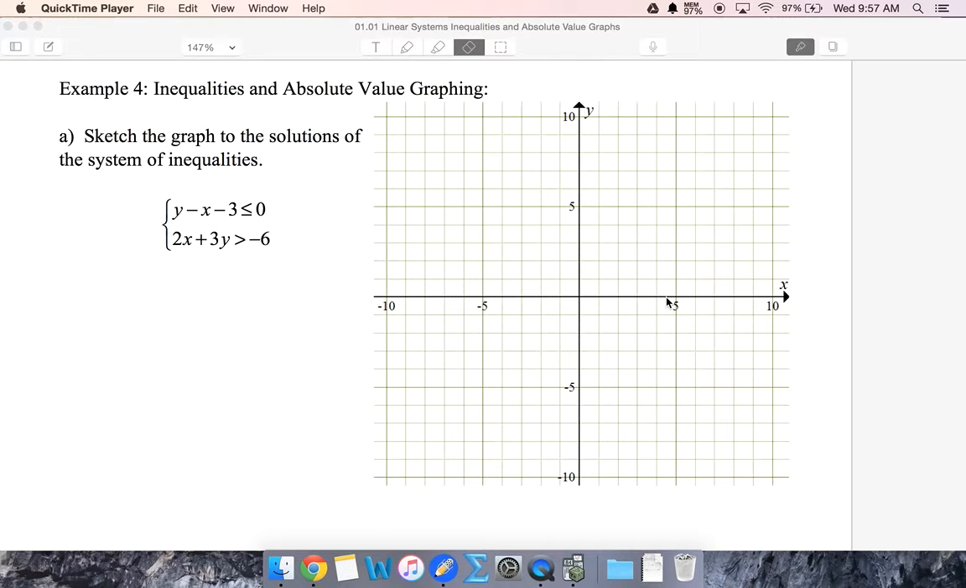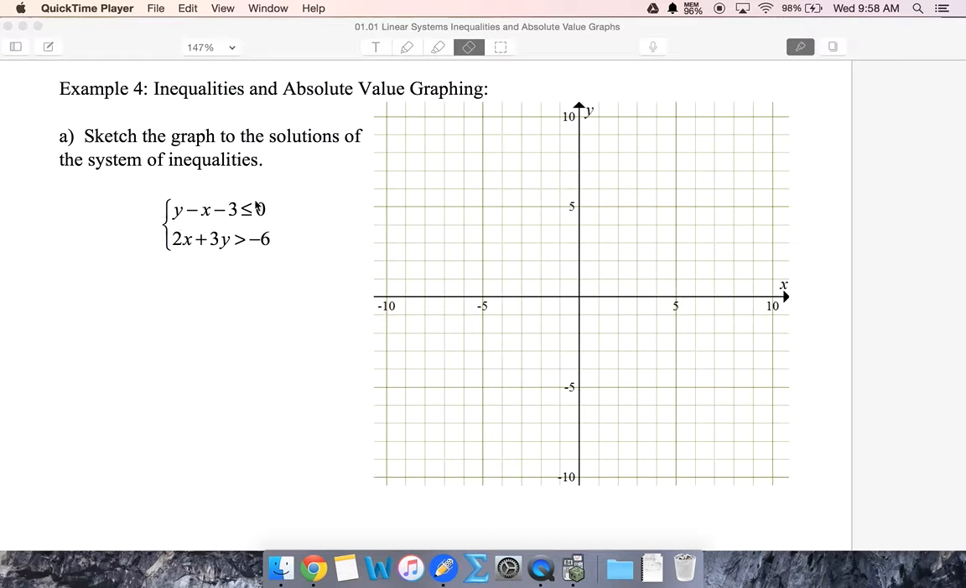Now we're looking at an example of inequalities and absolute value graphing. And in this case, we've got a system. So just like our systems from before, we want all the solutions that are going to make this true. And for sure, we're going to have multiple solutions this time because we're looking at inequalities, which means that there's going to be a whole range of values. So we want all the points x and y that are on this grid that satisfy both of these equations.